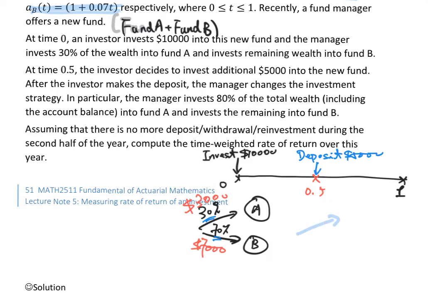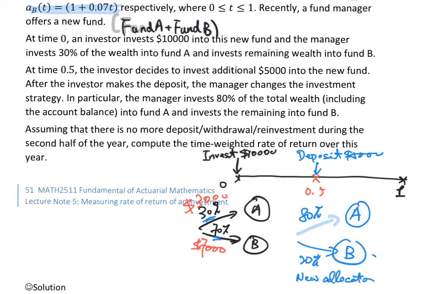Here he will deposit 80% of the capital into fund A, but 20% will go to fund B. That will be the new allocation. Again, remember this amount will contain the deposit and also the account balance. It will affect both. And after this, we just keep it until time 1, and that's it.